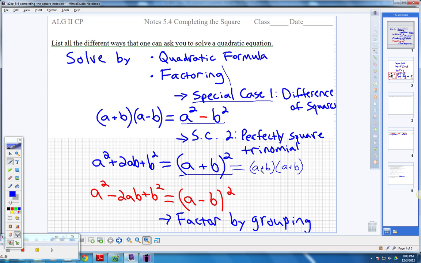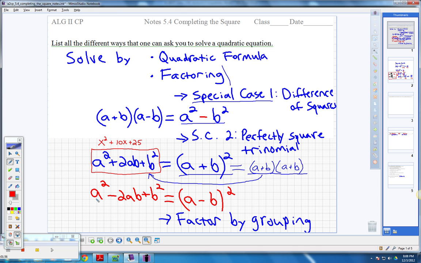You know that if we did FOIL this, then that would take us back to the simplified version right here. And essentially, what I want you to see as a teacher is I want you to be able to see something of this form, and then notice right away that that would factor into a plus b squared. For example, one of them would be x squared plus 10x plus 25. And I think you could give a great guess at what that would factor into.